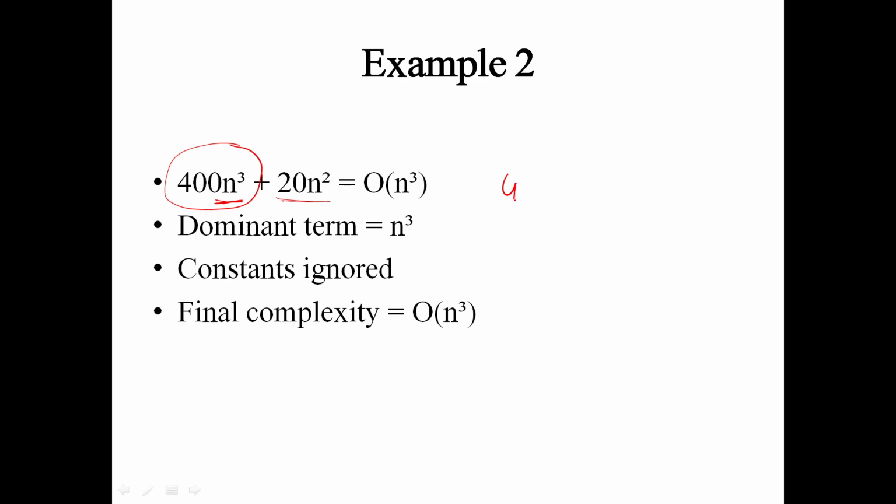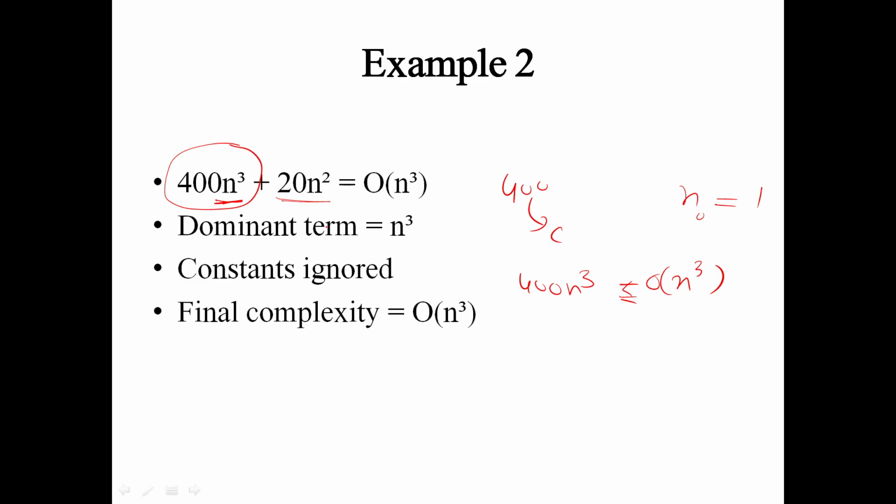So this 400 we can take as c, and n naught is equal to 1. So always 400 n cube is less than or equal to c times n cube, order of n cube. Okay, it is equal to.